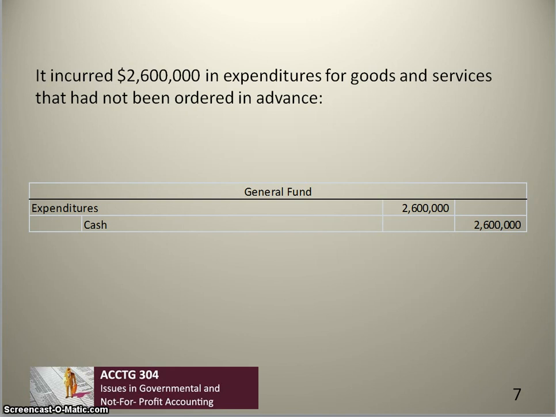Okay. Also during the year, our government incurred $2.6 million for goods and services that had not been ordered in advance. Keep in mind that not all expenditure items require being ordered in advance. They might involve salaries, which are just paid when provided, or they might be goods and services that our district purchased without ordering them in advance. For instance, just went to the store and bought supplies. So in this case, we recognize expenditures of 2.6, balanced with spending cash of 2.6 million. Straightforward entry.